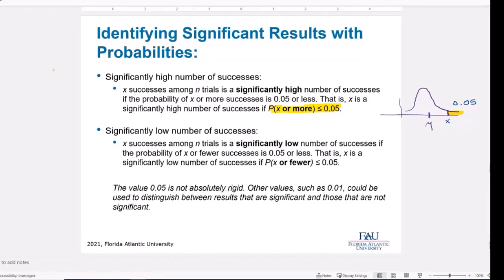And the same thing is true over on significantly low. So let's say this is our point of X. This would be x plus 2 times the standard deviation. Anything lower would be the area under the curve to the left of that line, and that would also have to be P of X or fewer, the probability is less than 0.05, or that area is that small. And this is kind of important. The value 0.05 is not absolutely rigid. Sometimes we could use 0.01 because maybe we want them to be even more significant. So it's not rigid, but that's the number we're mostly going to use.